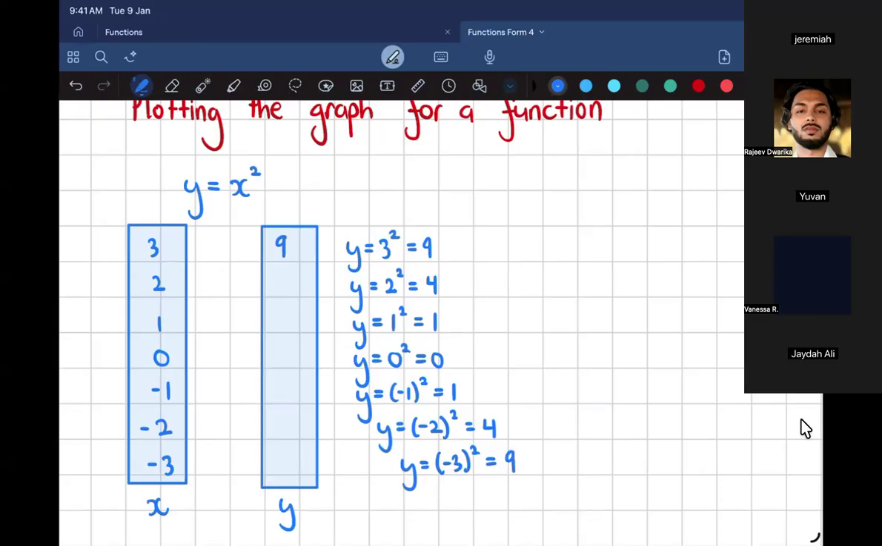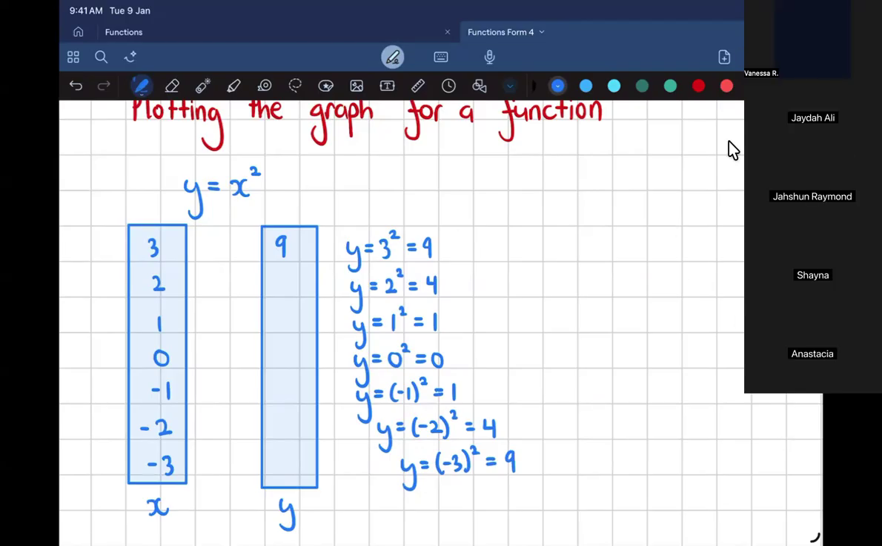So here, did I confuse anybody at all? The function said y is equal to x squared, which basically means any value for x, I'm taking it, I'm squaring it, and that would give me y. Yvonne, you confused? No. Jeremiah, let me know if you need chat if you're confused. Vanessa, you confused? No, sir. Jada, you good? Yes. Jashon, Sheena, Anastasia, are they good? Yes, sir. Okay. So I'm going to write 9 here.